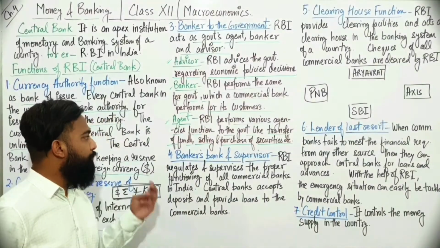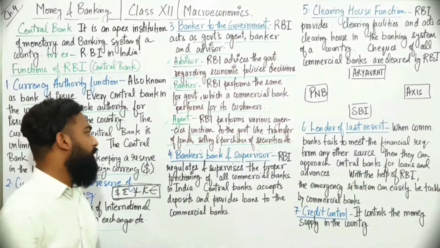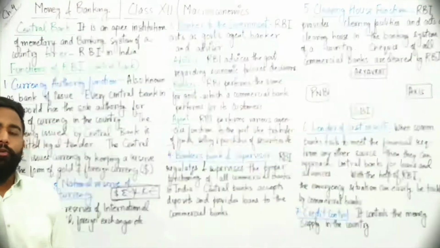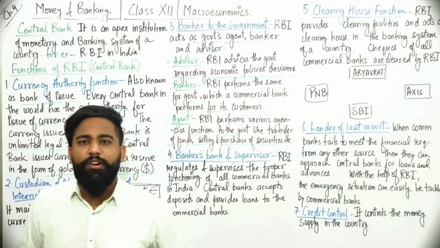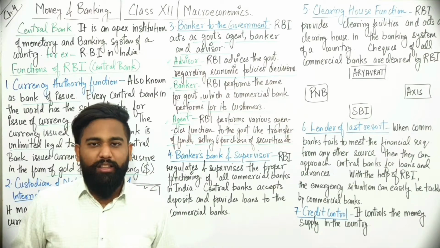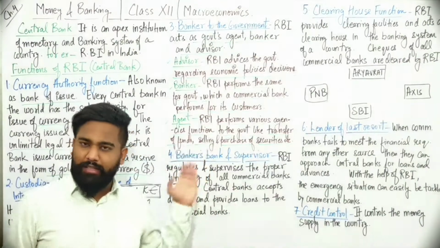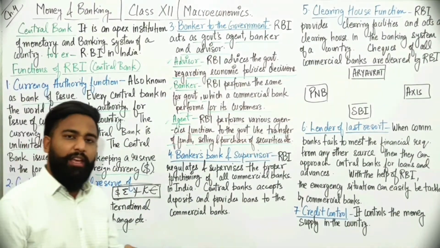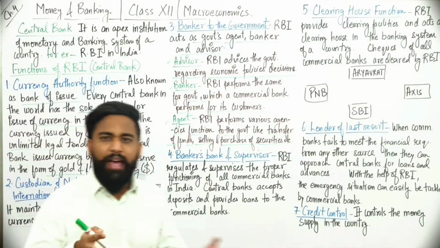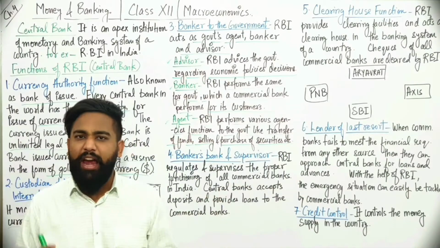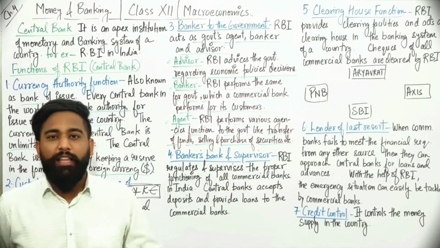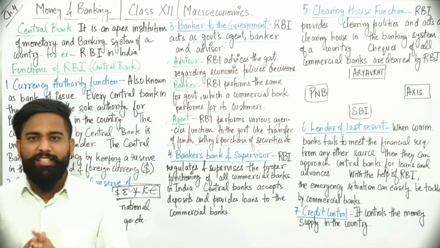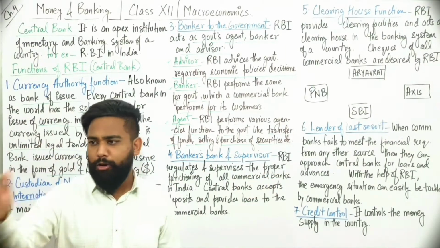Now it's time for the fourth function of the central bank, which is banker's bank and supervisor. As I told you, if all the commercial banks are the sons, then the central bank is their grandpa. Like when children in the house mismanage things, running here and there and doing all the stuff they want to do, then there is one grandpa in the house who manages them, who supervises them, who tells them not to do that, not to do that.